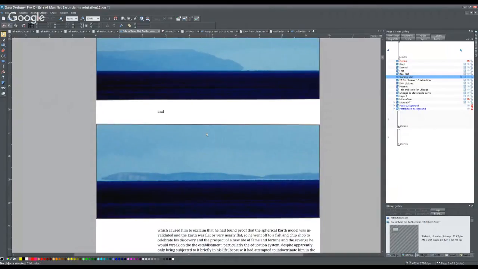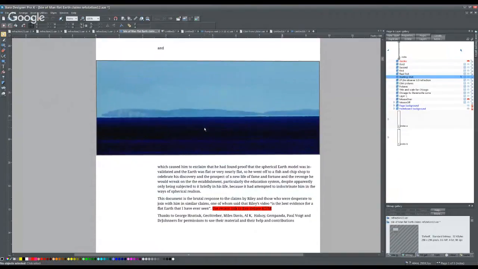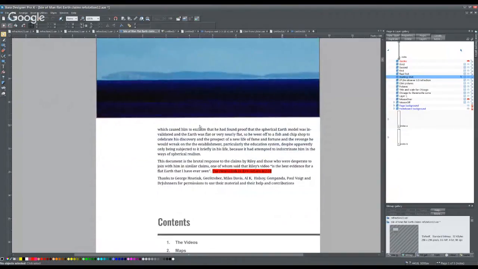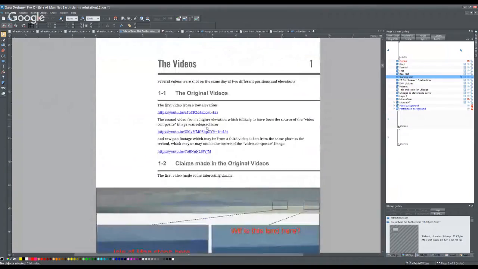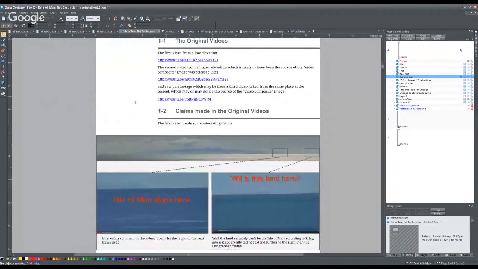This is using a P900. And they then used this as proof of the flat Earth. I'm using some images here thanks to Miles Davis and Al Kay and Hal Sort and Jen Panda and Paul Voigt and Dr. Jonas and a few others and George Natayuk. Unfortunately I haven't been able to prepare as much as I wanted to, so it's a bit off the cuff here.